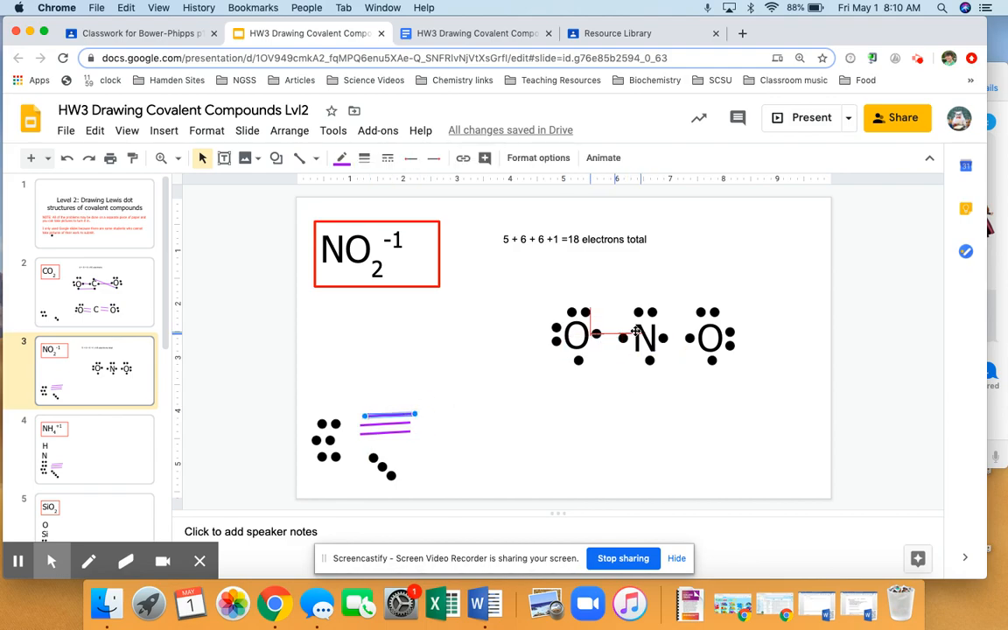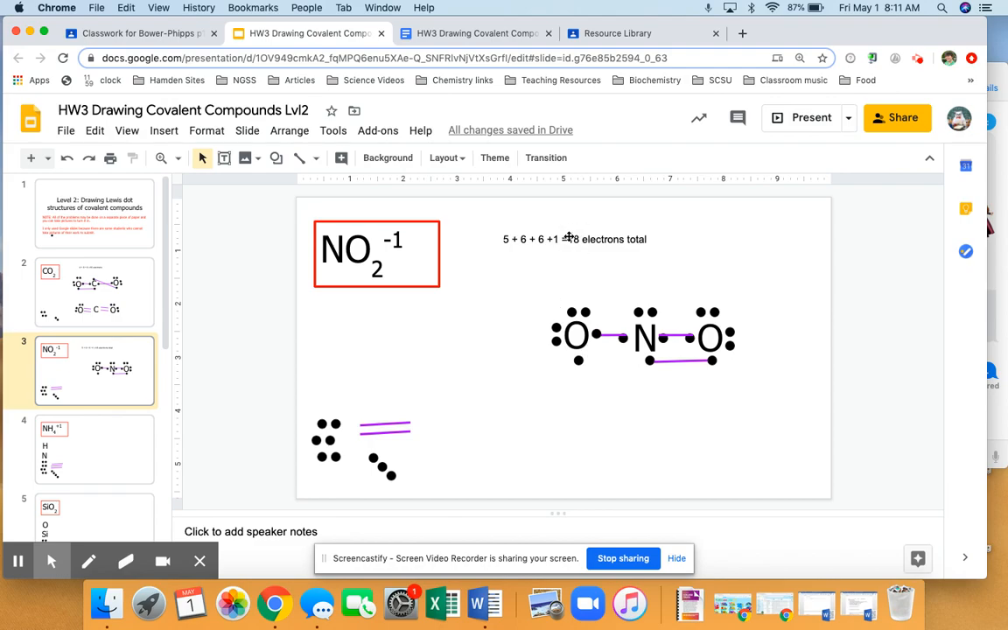So I'm going to connect these 2 dots here. I'm going to connect these 2 dots here. Connect these 2 dots here, right? This is my double bond. I'm trying to make all of these single electrons have a friend, have a pair. But notice, now that I've connected all those dots, I still have 1 dot that's hanging out by itself. And this is why this molecule has a -1 charge.